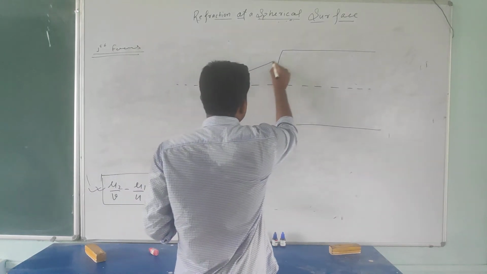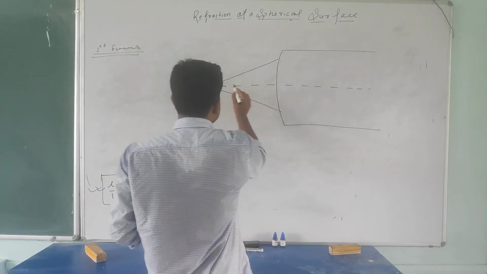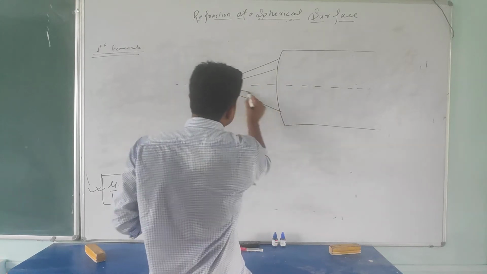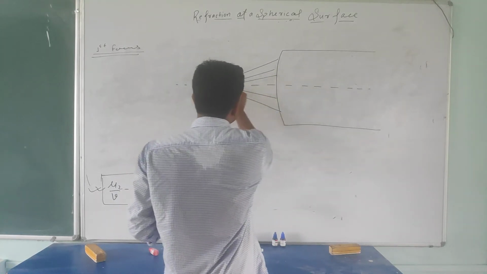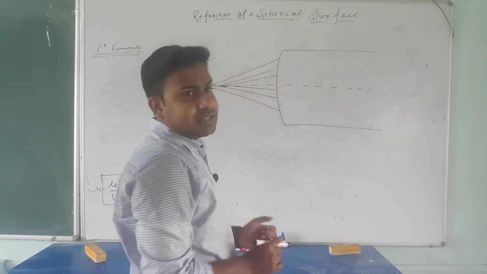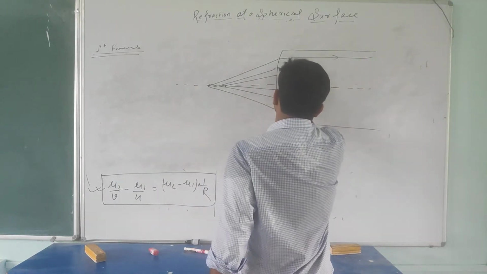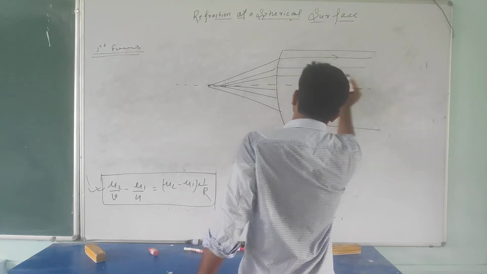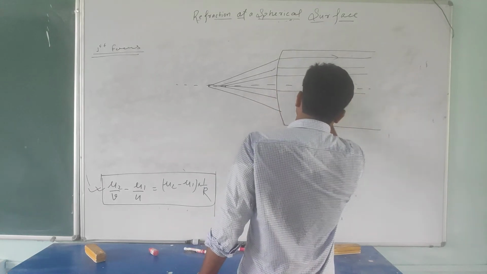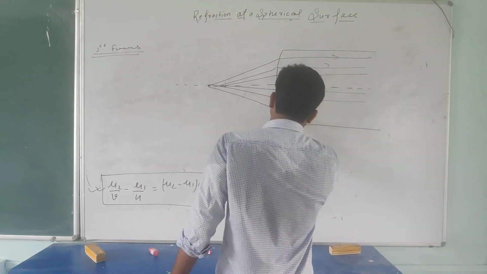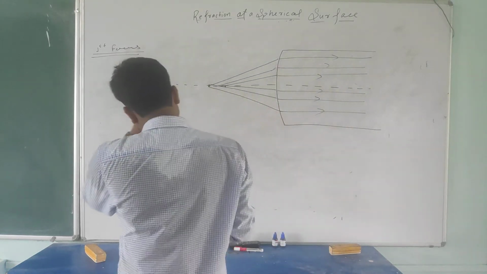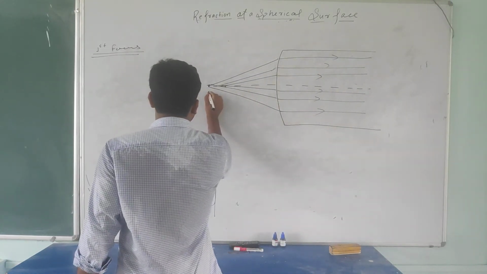If a ray is coming from that point and, after refracting through this spherical surface, it's parallel to the principal axis, that point is called the first focus point. How will you define this? Don't need to define, try to understand. This is the F1 point.